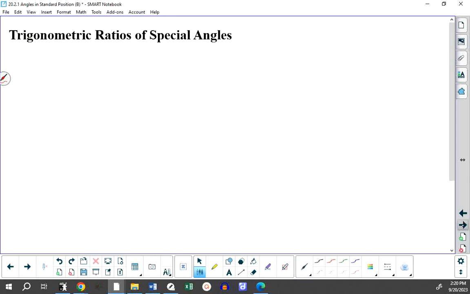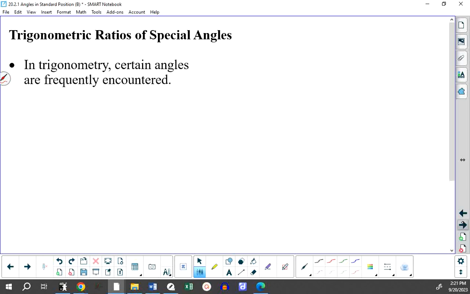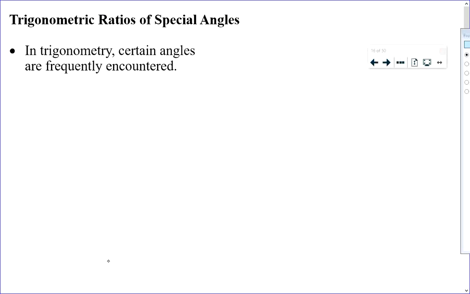All right. Now the heavy lifting. Okay? Trigonometric ratios of special angles. So in trigonometry, we encounter certain angles more frequently than we encounter other angles. And I know that everything I'm about to show you is on your handout, but I want you focusing your attention up here, please.